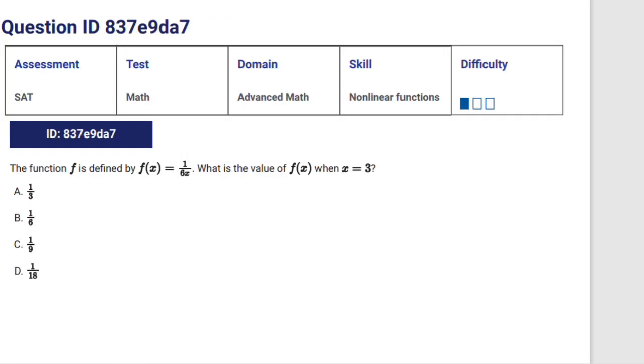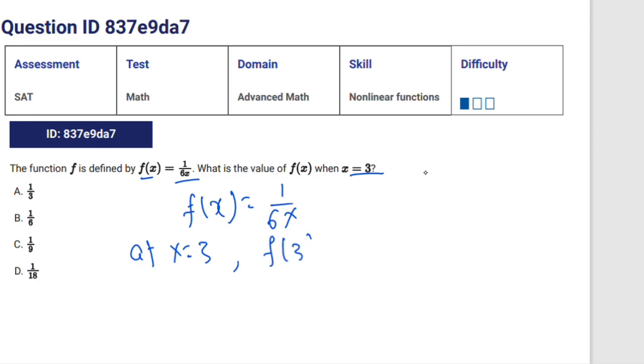Next, the function f is defined by f(x) equals 1 over 6x. What is the value of f(x) when x is equal to 3? Alright, so we have a function f(x) equals 1 over 6x. At x equal to 3, f(3) is equal to 1 over 6 multiplied by 3, right? So this would be 1 over 18. So f(3) would be 1 over 18. So D is our right answer. Next.